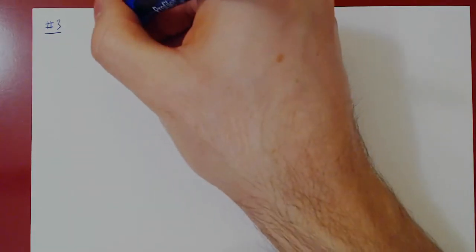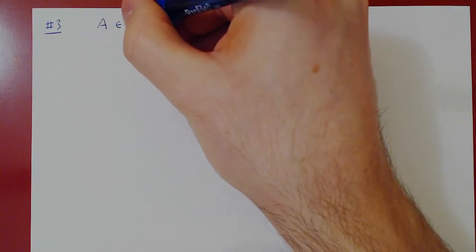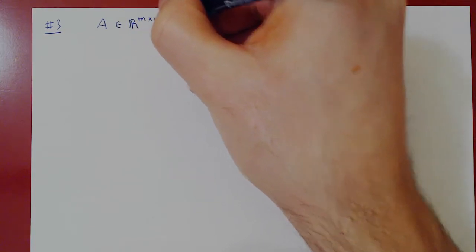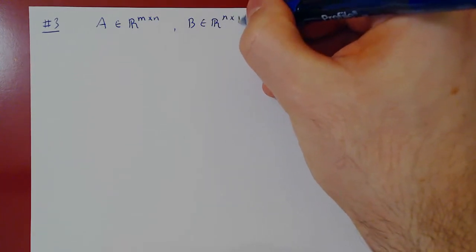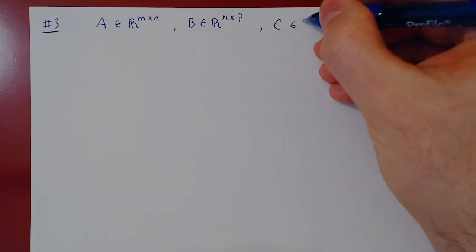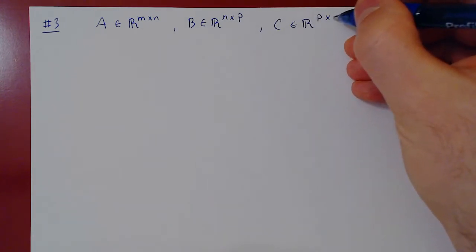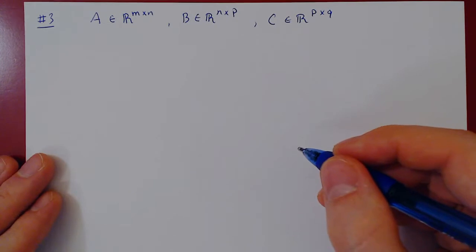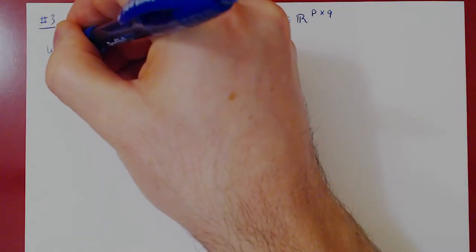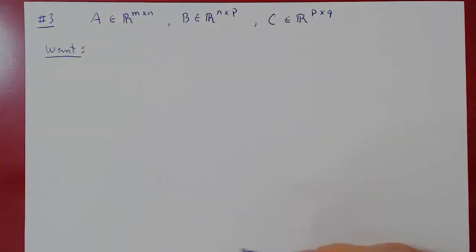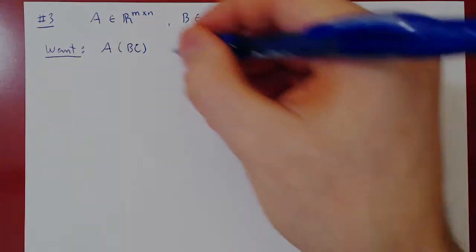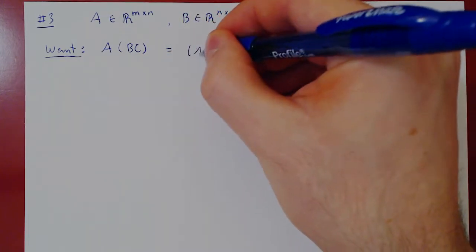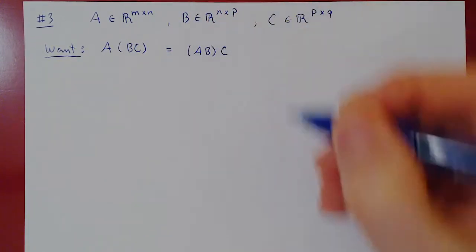So here, we'll let A be an M by N matrix, B be an N by P matrix, and C be a P by Q matrix. So we have three matrices. So here's what we want to show. We want to show that matrix multiplication is associative. So if we do A times BC, that is the same as doing A times B first, then times C.